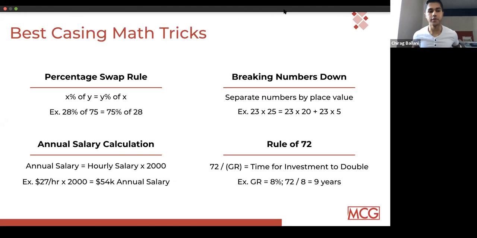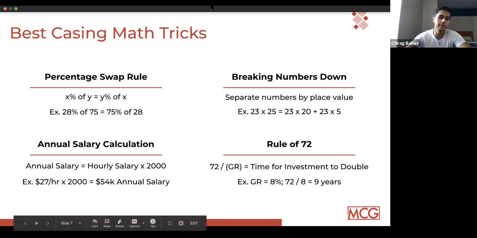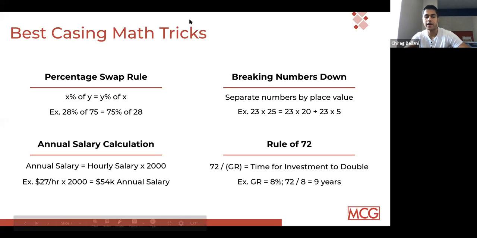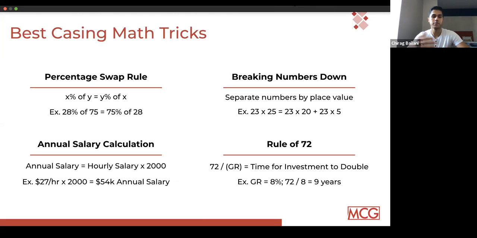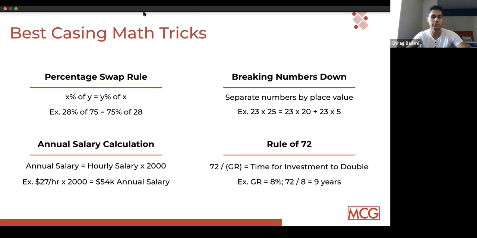Sure. So these are the 4 that I use the most. The first one is the percentage swap rule, which is really cool if you're not familiar with it. It's basically saying that X% of Y is Y% of X. The reason this works is because whenever you're finding a percentage of something, you're just multiplying the 2 numbers and then moving the decimal place 2 places. For example, if we have 28% of 75, that could be a little tricky to calculate at first, but we could easily switch it to 75% of 28 and then just go from there. 25% of 28 is 7, multiplied by 3 is 21. And we could approach the question so much more easily.